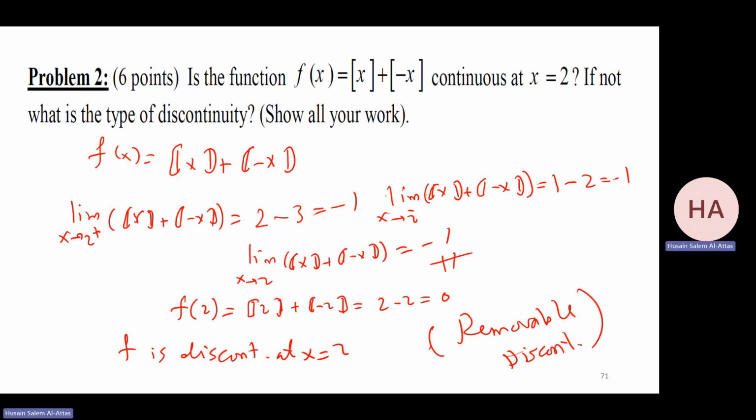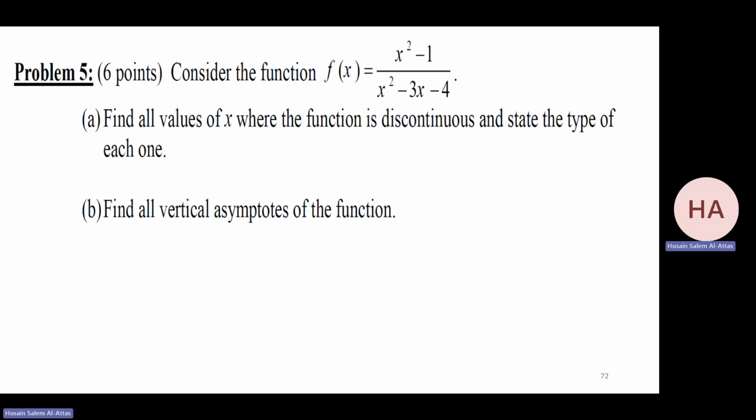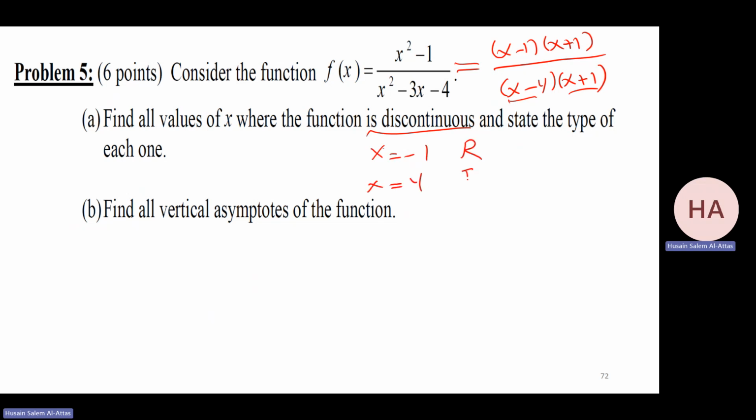Why is it removable? Since the limit exists. For this function, the function is discontinuous, and what's the type? Just x minus 1 over x plus 1. I have here x minus 4 over x plus 1. What will make a problem? 4 and minus 1. For sure, x equal minus 1 will be removable. X equal 4 will be infinite.